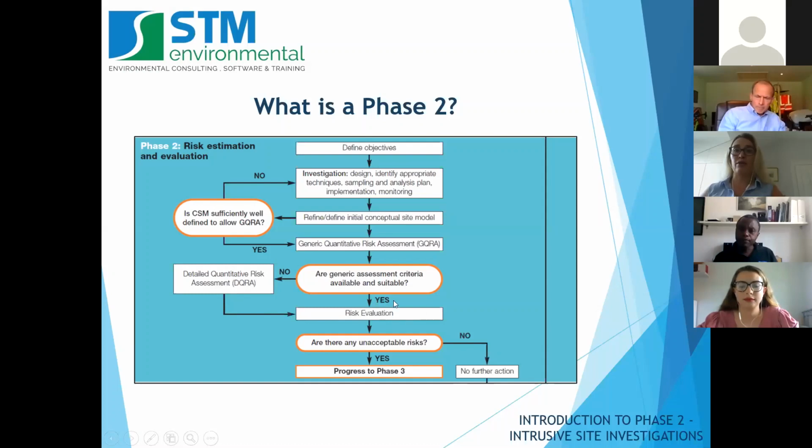So then going back to evaluating the risk, once the investigation results are back, and decide if there are any acceptable or unacceptable risks, if there were exceedances of contaminants, potential toxic contaminants identified, and if there were no unacceptable risks identified, then no further action is recommended, or we would then progress to Phase 3 remediation, which Simon will be talking about a little bit later on.